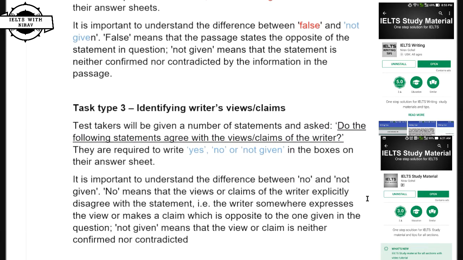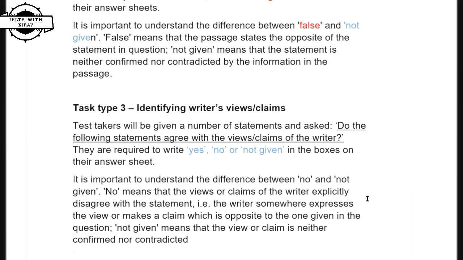If you find information in a conflicting form, your answer will be no. If you don't find information, your answer will be not given. And if you find perfectly similar information, then your answer will be yes. This way you have to differentiate yes, no, not given and try to find your answer. So friends, let's move to the fourth type of question.